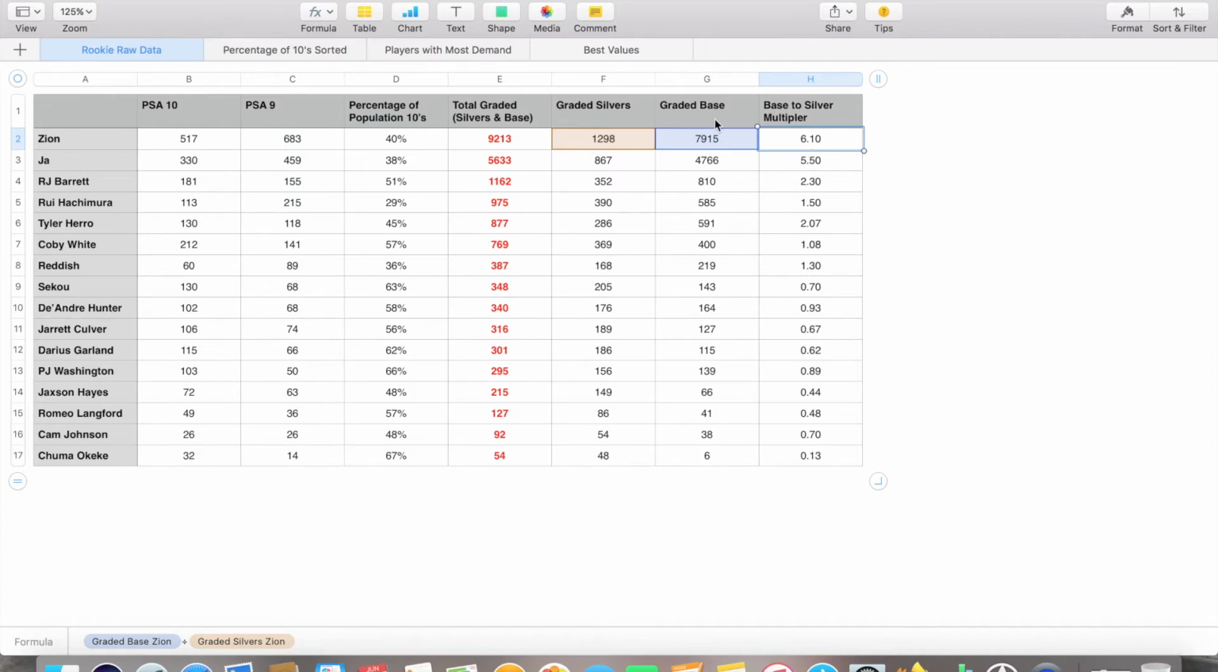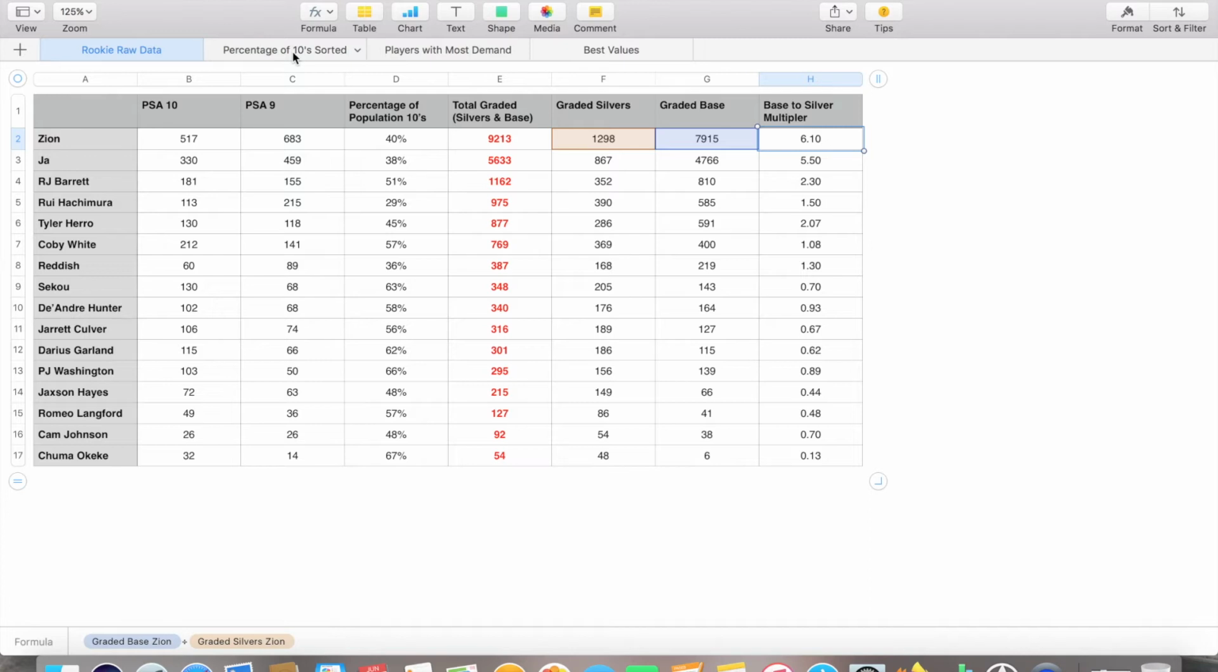So now that we have that out of the way, I just want to show that Zion and Ja are obviously the two most highly graded cards out there. They're Prism silvers and base. Zion almost has 9,200 graded silvers and base combined. Ja has over 5,600. So after that, there's a big drop-off. RJ Barrett's next, then Rui Hachimura, Tyler Herro, Coby White, and then there's a bigger drop-off from that cluster as well. So we're going to get into a couple of these data points.